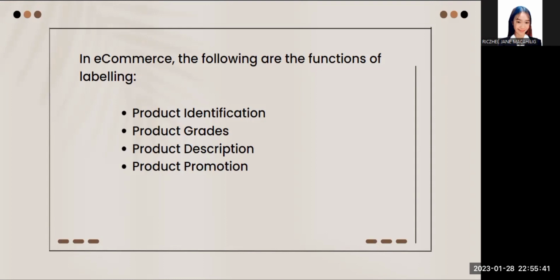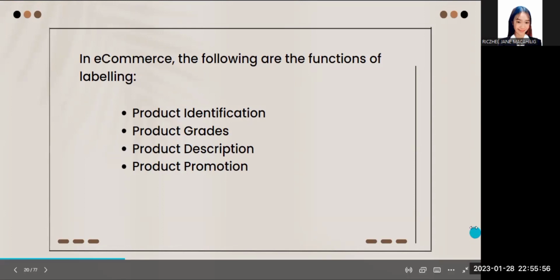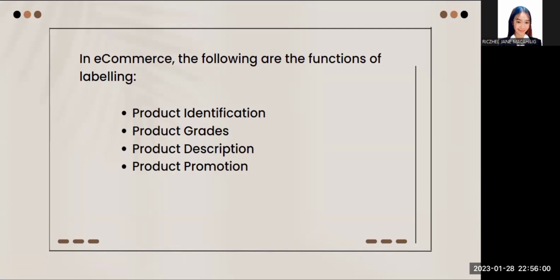So the next one is product description. So yung label introduces, describes, and expresses the product. Naka-indicate doon sa mismong label na yon yung mga information about who manufactured the product, when and where it was manufactured, ingredients of the product, how to use it safely, and best before date or yung expiration. So yung information na to helps the consumer make an informed choice.